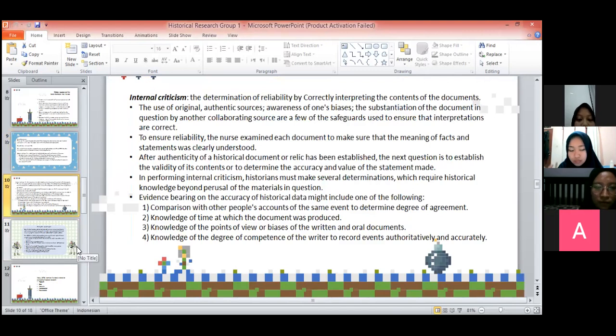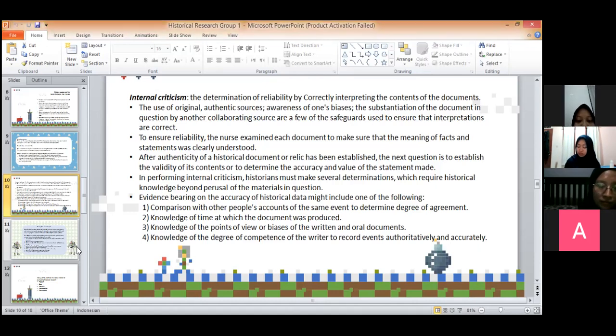The first safeguard is the use of original authentic sources, awareness of one's bias, and questioning the subtension of the document by another collaborating source. These are a few of the safeguards used to ensure that interpretations are correct. Next is to ensure reliability. The nurse examined each document to make sure that the meaning of facts and statements were clearly understood.